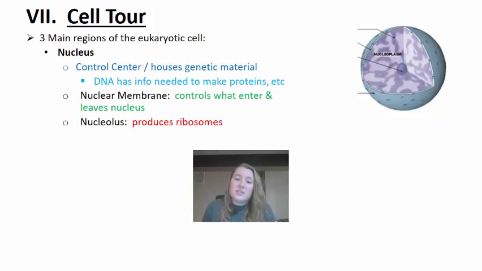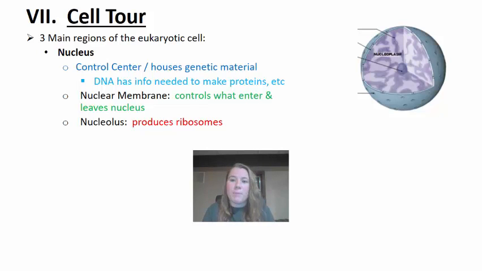Now the nucleus is the control center of the cell, and that is where the genetic material, or the DNA, is actually stored. So that DNA has the information that's needed to make proteins and all of the other important pieces within that cell. Now around the outside edge of that nucleus is what's called the nuclear membrane.